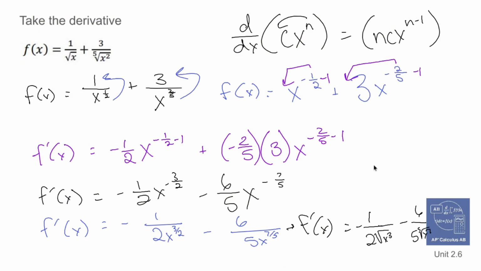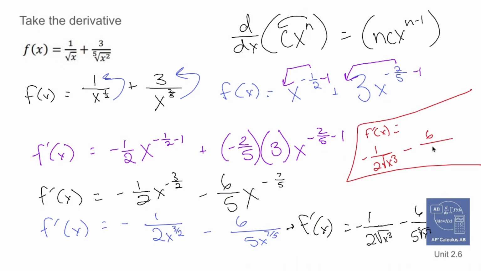So let me write it out up here. That looks awful. Let me write it out up here in a different color. F prime of x equals negative 1 over 2 square root of x to the 3rd minus 6 over 5 fifth root of x to the 7th, I believe it was. Yeah. So definitely not the prettiest problem in the world, but we did it.